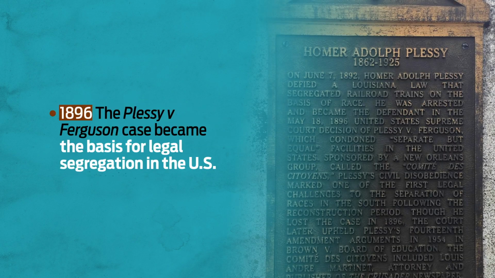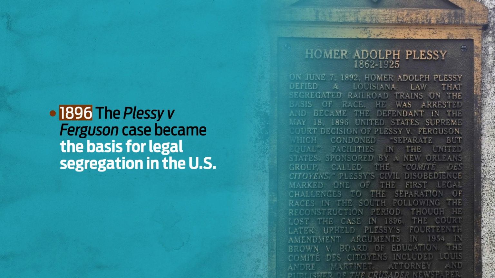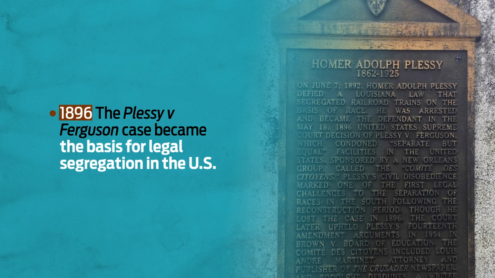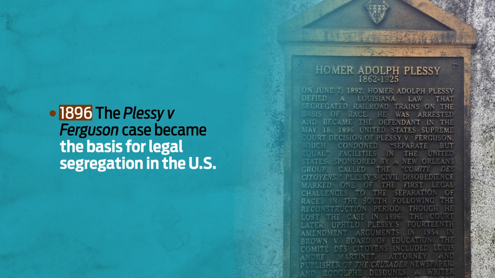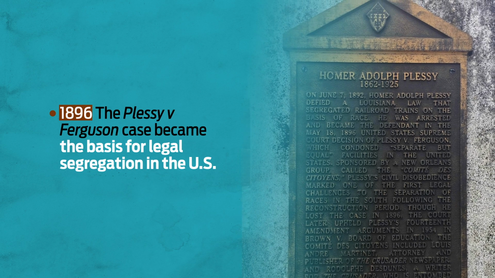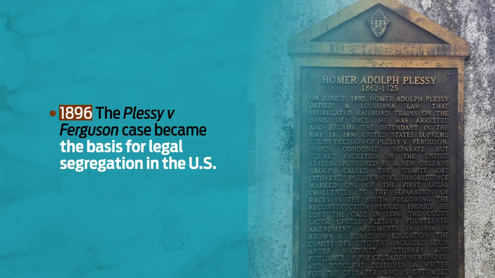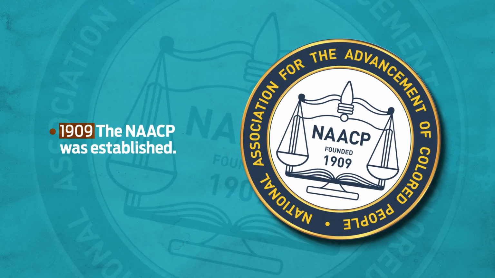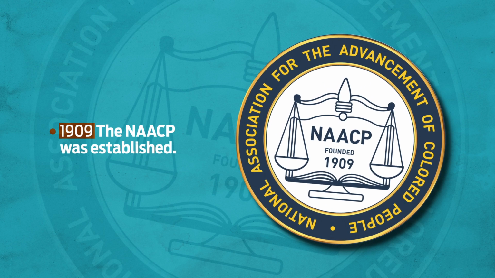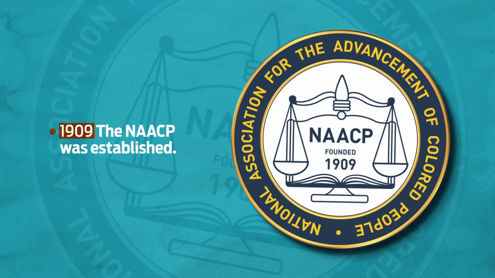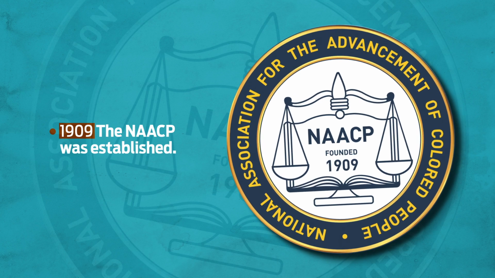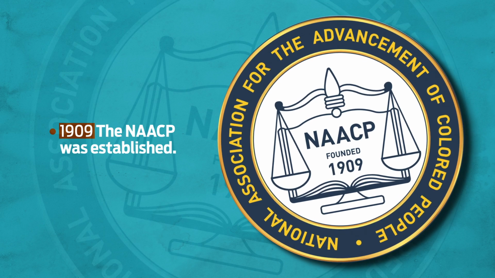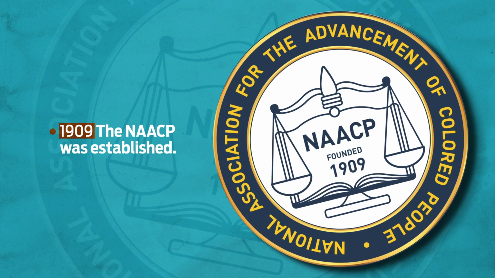In 1896, the U.S. Supreme Court ruled that the separate but equal argument presented in the Plessy v. Ferguson case did not violate the 14th Amendment. This case became the basis for legal segregation in the United States. In 1909, the National Association for the Advancement of Colored People, NAACP, was established. Civil rights activists established the NAACP to fight racial injustice through legal means.